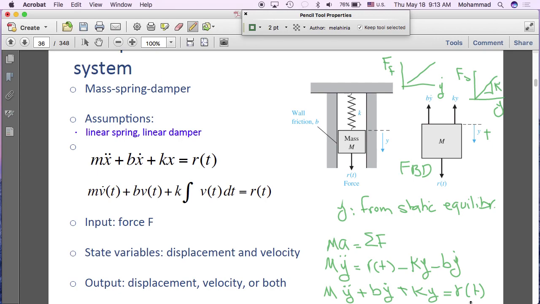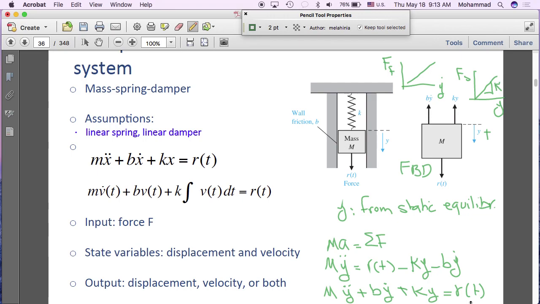What is the order of this differential equation? It is order 2. Why do you call it 2? Because the highest time derivative is 2. So this is a second order differential equation modeling a second order system. That tells you how many state variables there are: two state variables, because this is a second order system modeled by a second order differential equation.